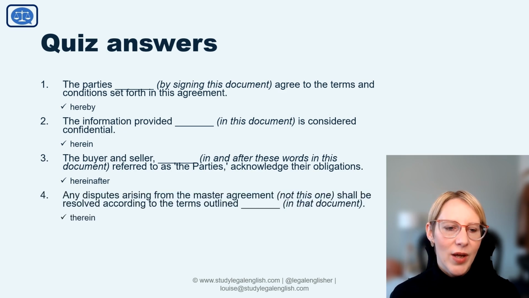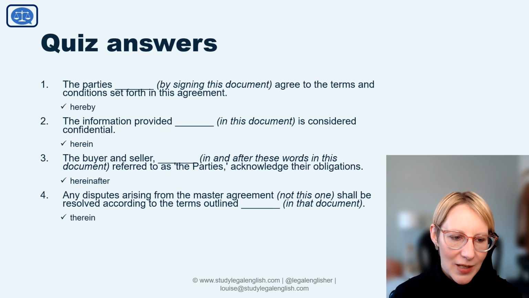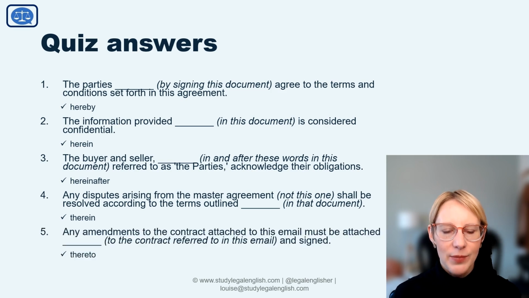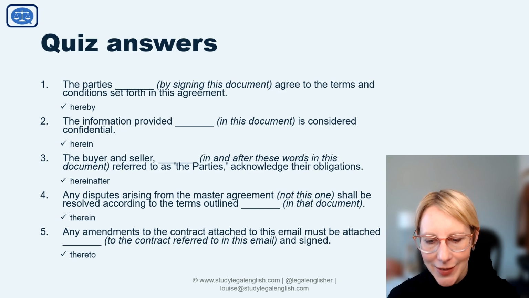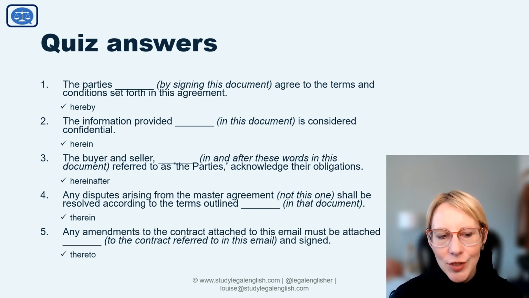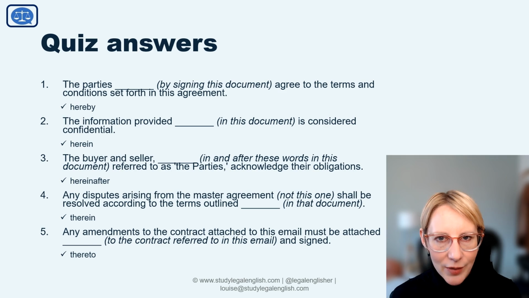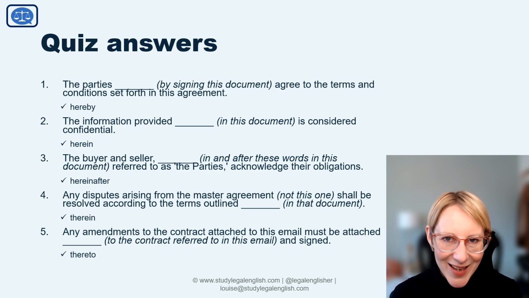hereinafter. Next one. Any disputes arising from the master agreement shall be resolved according to the terms outlined therein, in that document, in the master agreement. And finally, any amendments to the contract attached to this email must be attached thereto and signed. You're writing an email, but you're referring to attaching to a contract amendments.